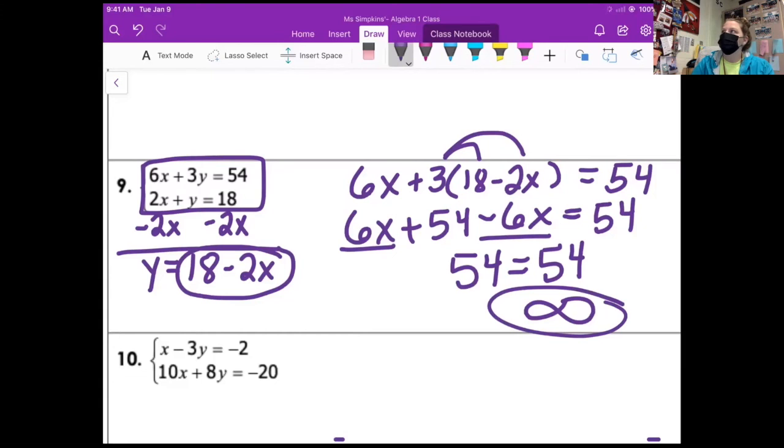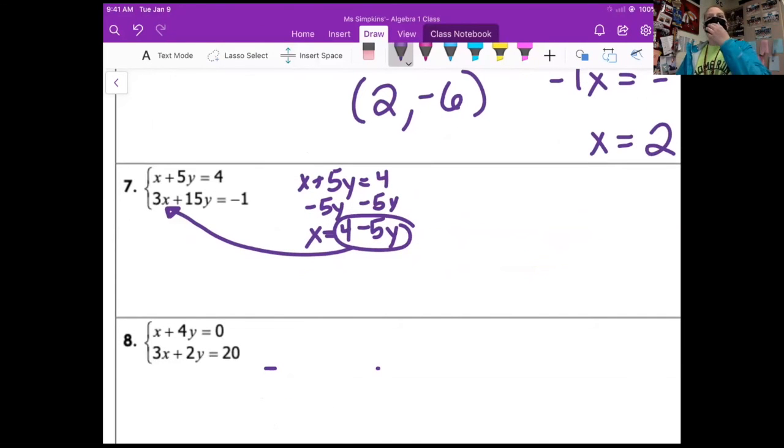So how do we know that it's infinite and not a number? Well, what happened to our variables? They went away. So if we ended up with a number equaling the same number, it'd be infinite solutions, meaning if we graph these, they would be the exact same line. So using that knowledge, I want you to try number 7.